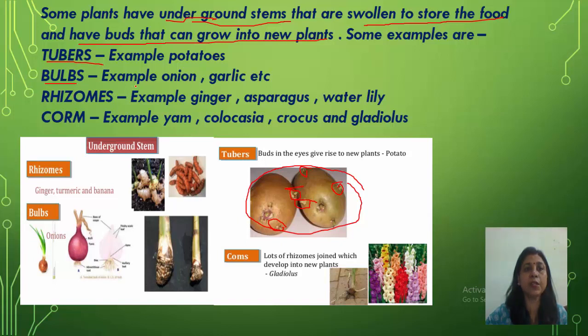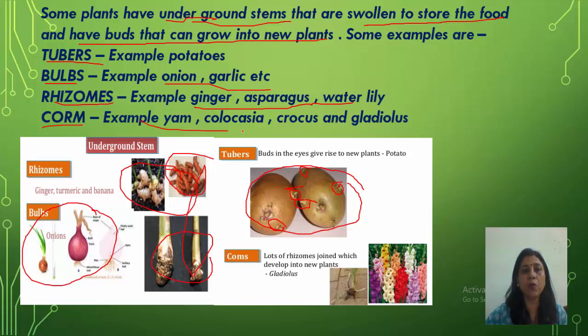Then in case of bulbs, examples are onion and garlic. You can see these bulbs. Okay. Then rhizomes, it is also an underground stem. Examples are ginger, asparagus or water lily. You can see ginger and turmeric. And this is banana. Okay. And corms, examples are yam, colocasia, crocus and gladiolus. You can see lots of these will join to develop new plants. These are known as corms. This is gladiolus. You must have seen these flowers in bouquets.